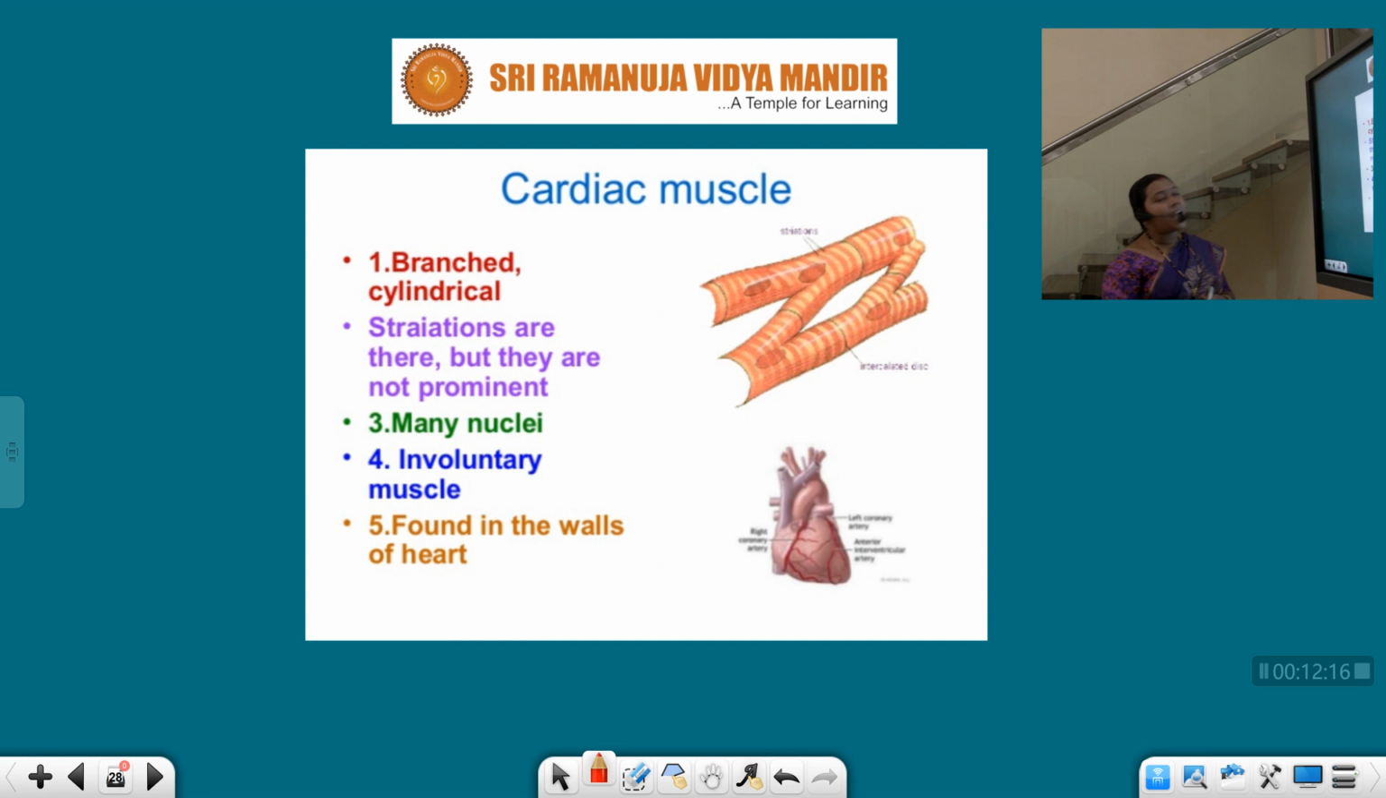Cardiac muscle. They are branched, cylindrical. Striations are there, but they are not prominent. Many nuclei are present. They are involuntary muscles found in the walls of the heart. That's the reason it has got the name cardiac muscle.